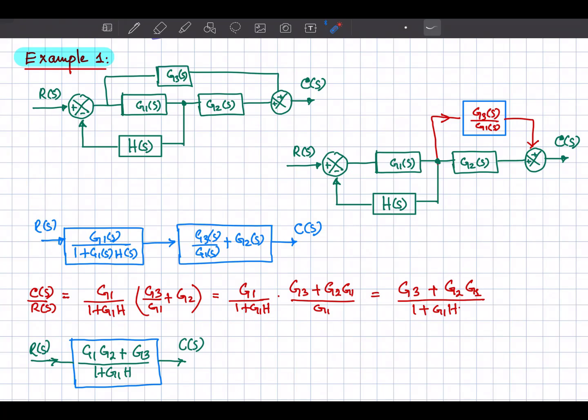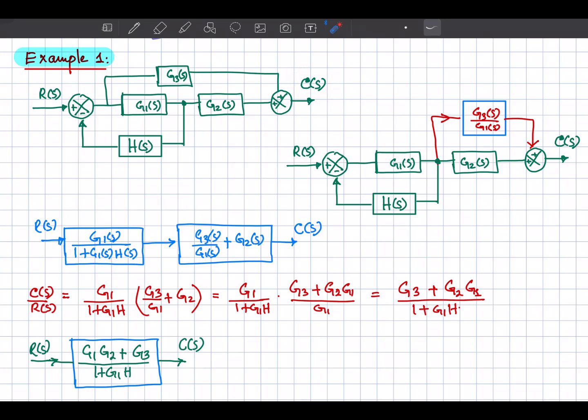Bismillahirrahmanirrahim. In this video we will discuss some examples related to the block diagram of a control system. So a block diagram is shown in front of you. This is representing a control system whose input is R of S and output is C of S.